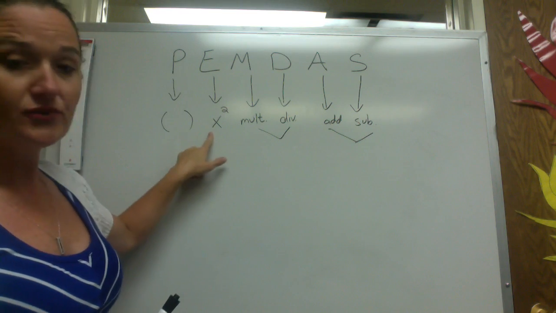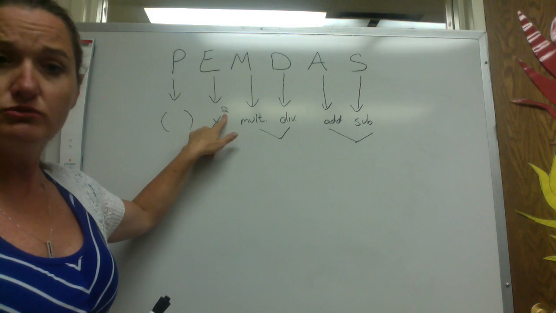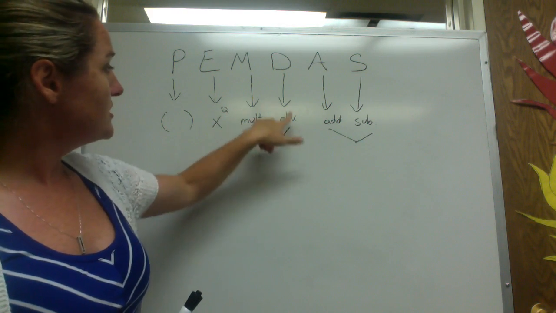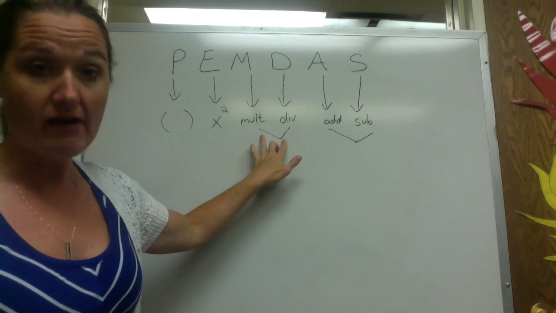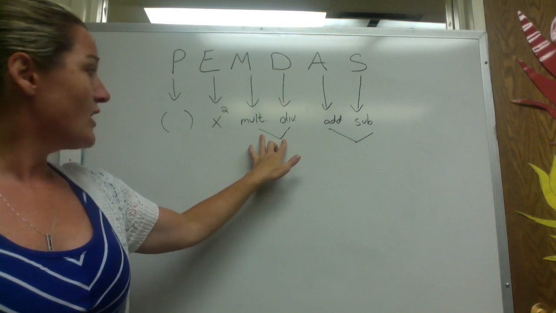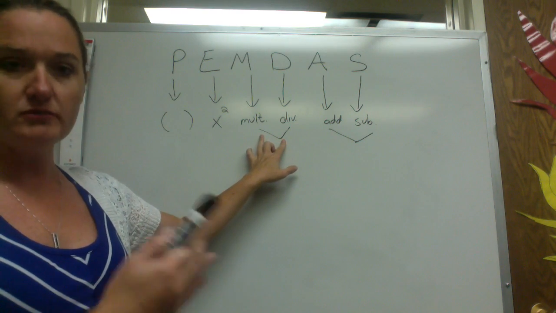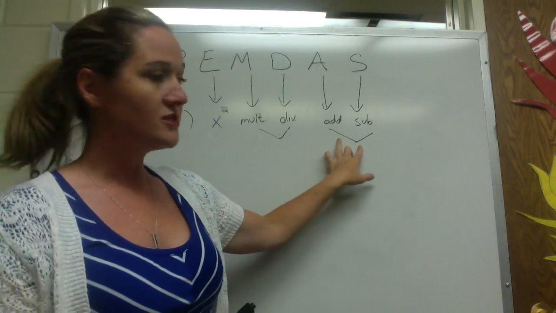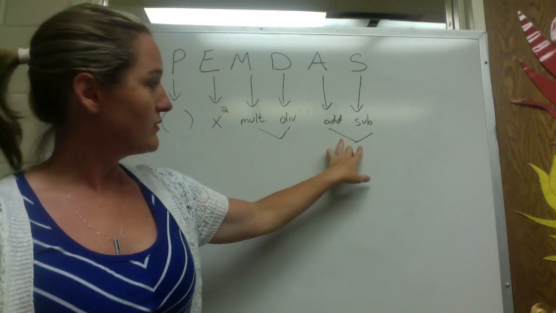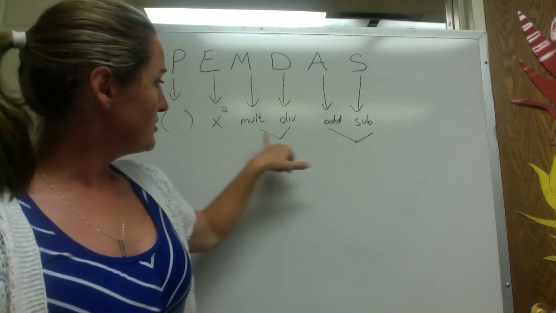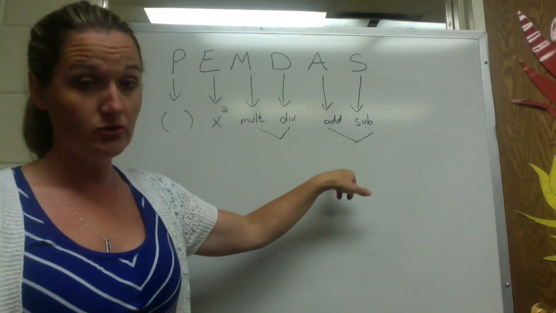The E stands for exponent. If you have any exponents, then you would do them next. Then multiplication and division, they're actually equal. Multiplication doesn't have to come before division. So if you have both multiplication and division in a problem, just work from left to right. And then the same thing with addition and subtraction. They're equal, so if you have both of them, just work from left to right. But otherwise, if you have addition and multiplication, what's going to come first? The multiplication. You do multiplication first before you go and add.